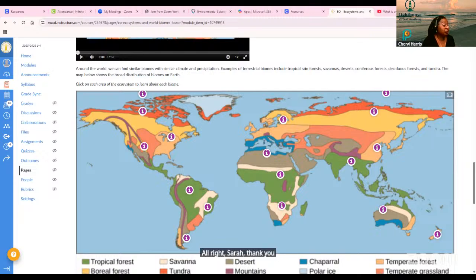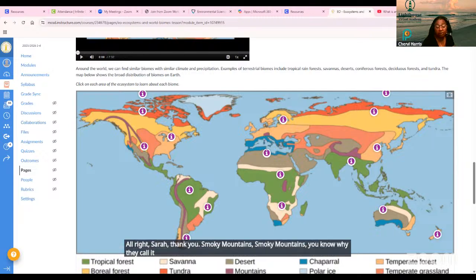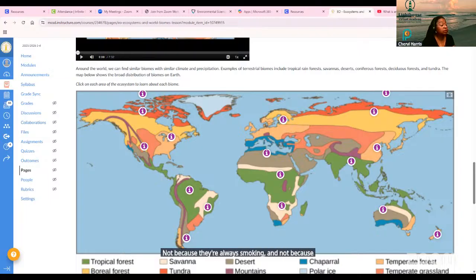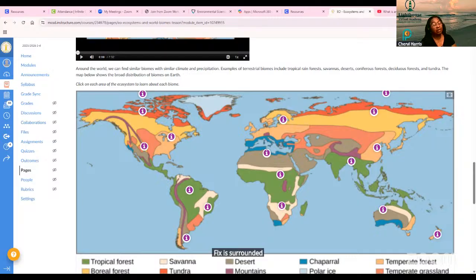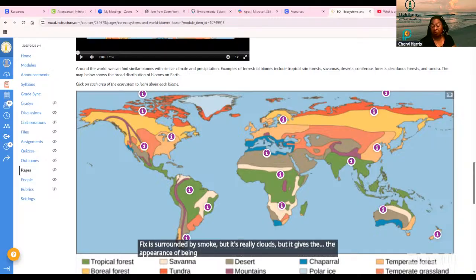Smoky Mountains. You know why they're called Smoky Mountains? Not because they're always smoking, and not because Smokey the Bear lives there. You've been to Ruby Falls. I've been there too. That's beautiful. The Smoky Mountains are called that because they're so high that the clouds tend to sit on top of the mountain, so it looks like they're surrounded by smoke, but it's really clouds. But it gives the appearance of being a smoky mountain.